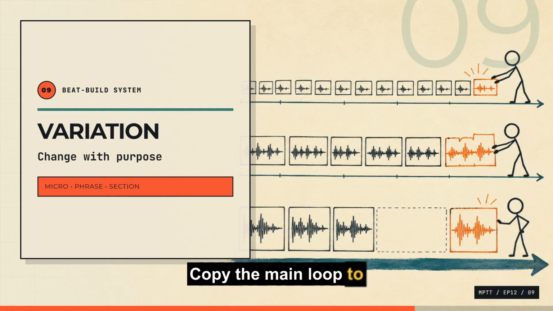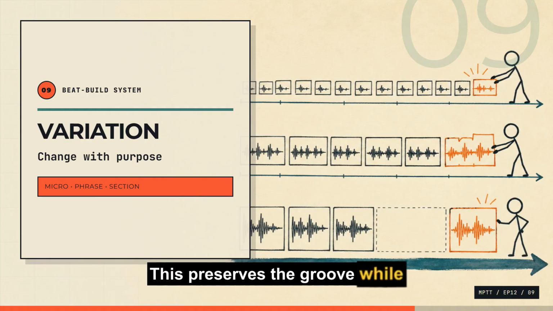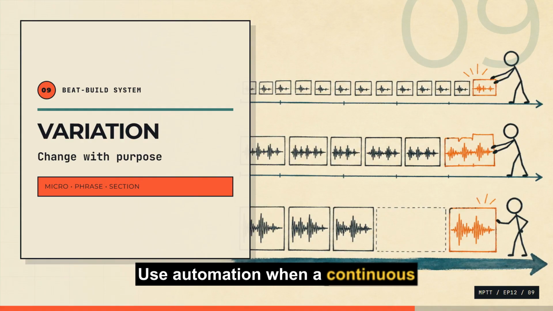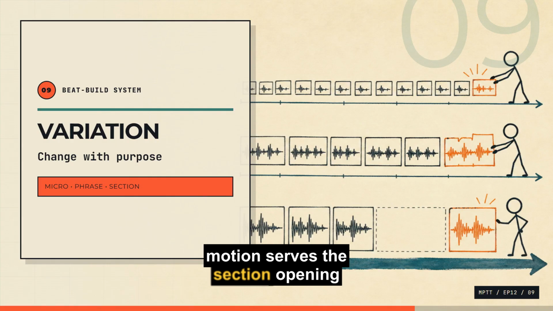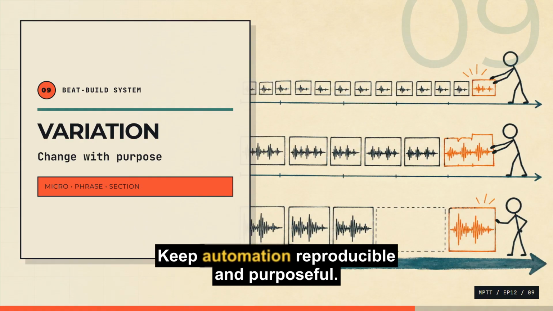Copy the main loop to a variation lane, label it, and alter only a few events. This preserves the groove while making the transition audible. Use automation when a continuous motion serves the section, opening a filter, increasing reverb, or changing volume into a break. Keep automation reproducible and purposeful.